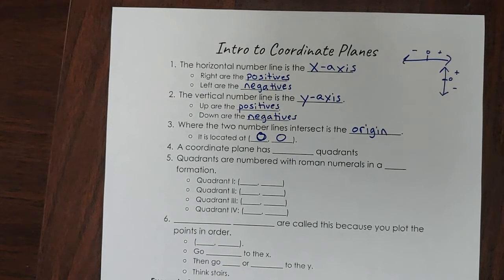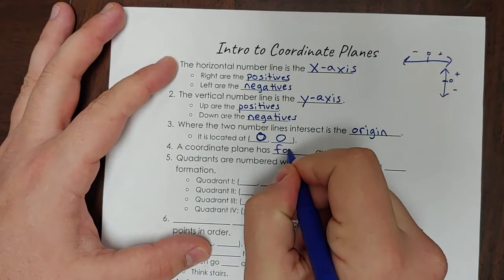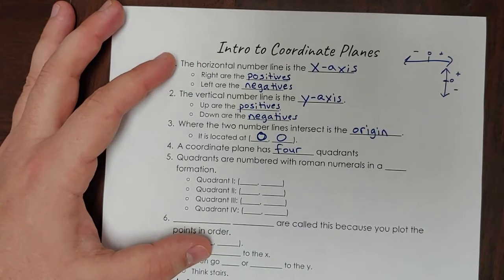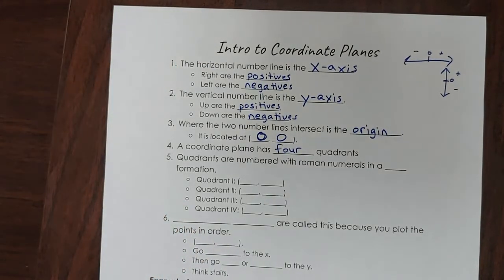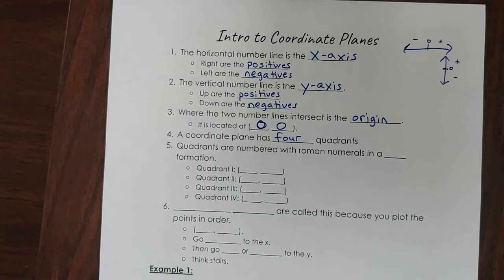All right. A coordinate plane has 4 quadrants. And if anybody's just getting in here, we're on page 70. I had one more just pop in. We're on page 70 right now. It's page 70, Intro to Coordinate Planes. A coordinate plane has 4 quadrants.